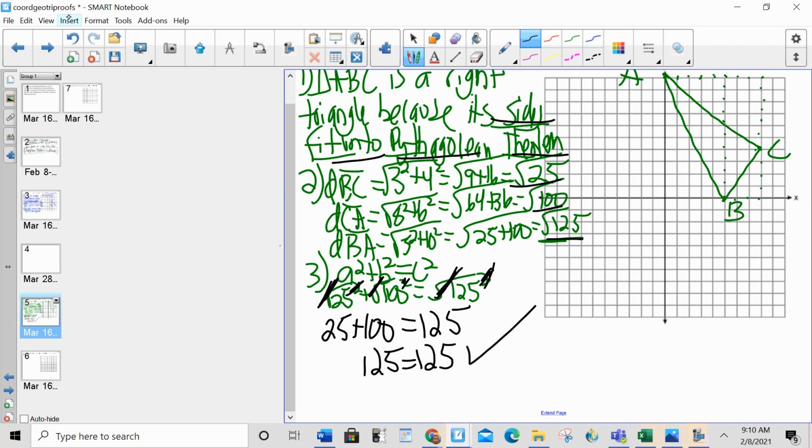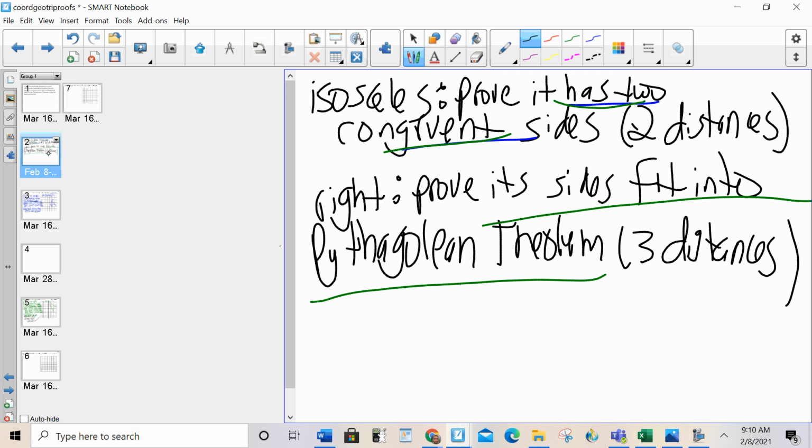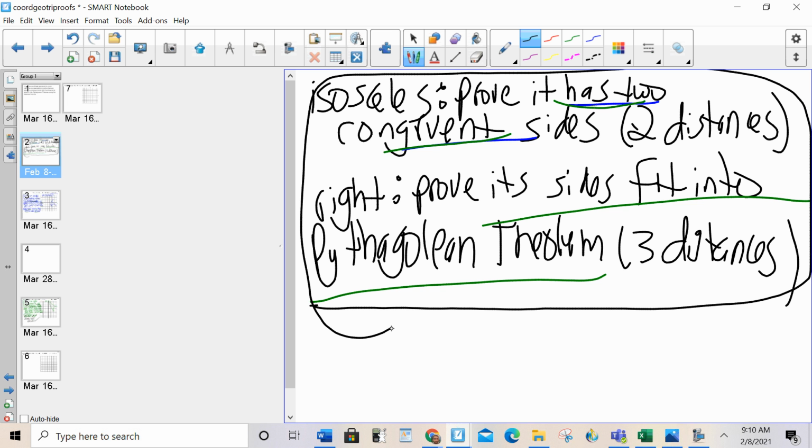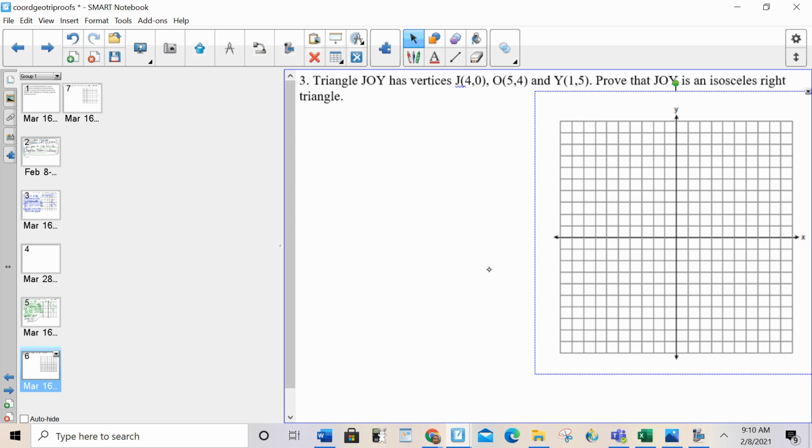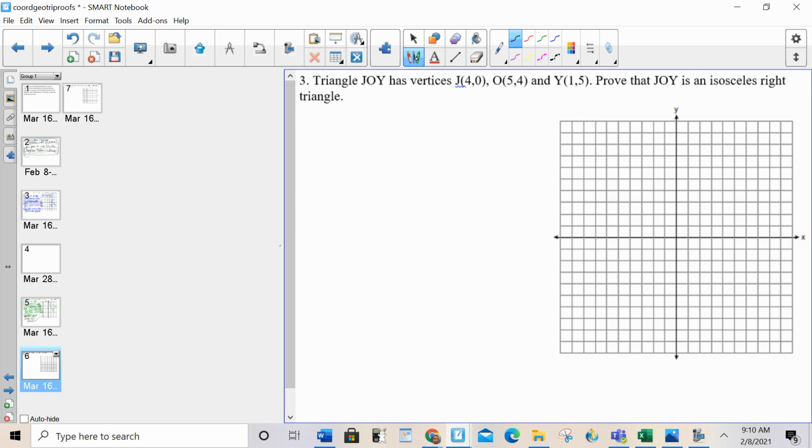And again, as you're doing this, make sure that you just refer to this because everything you need to know is right here. All right, we're going to take a look at one more. Number 3, triangle JOY has vertices 4, 0, and so on. Let's get that information into the picture.